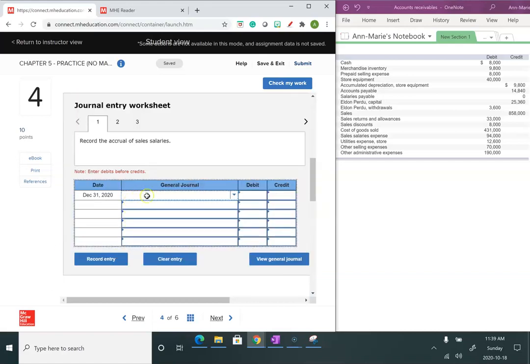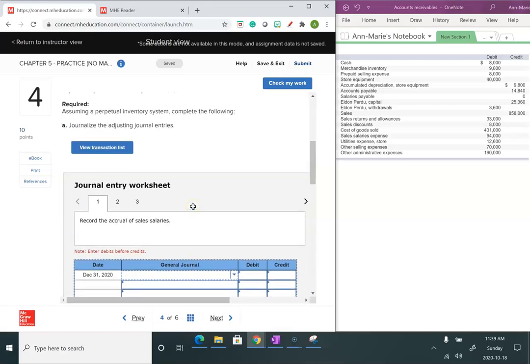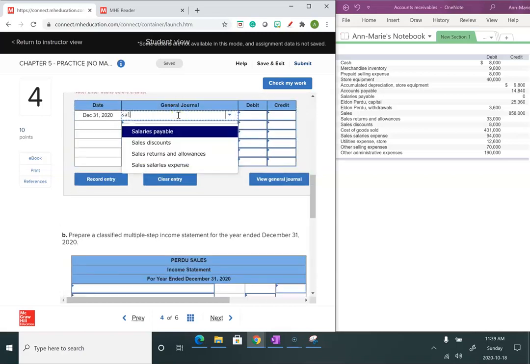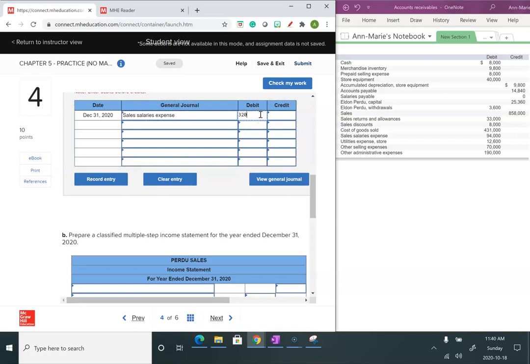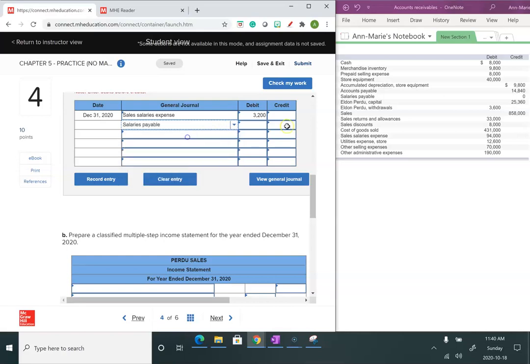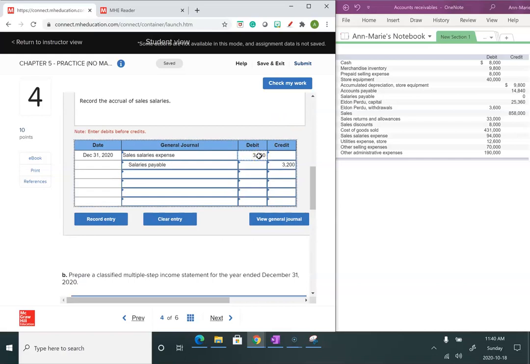So my first journal entry is to record the accrual of sales salaries. So the salaries were $3,200. So I'll do salaries expense for $3,200, and then I'll do salaries payable for $3,200. And what I'm going to do here is just update my trial balance. So my salaries expense, instead of being $94,000, because I put that entry through, it's going to be $97,200.